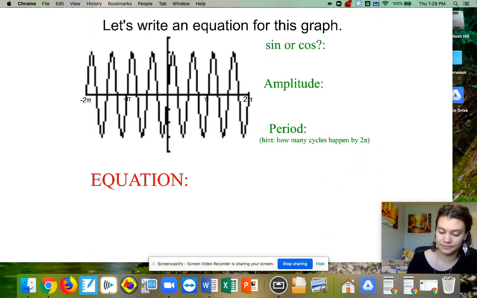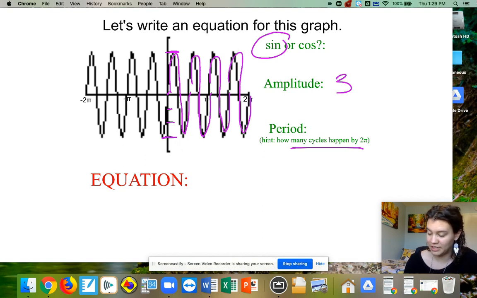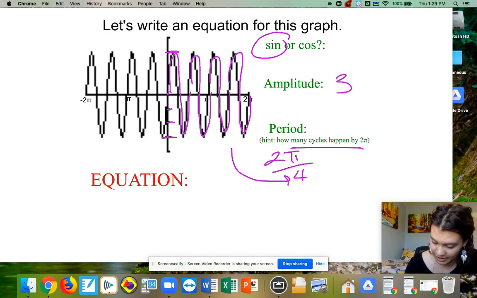So another one. Here we're starting at 0, so I'm going to say sine. Amplitude, it's a little hard to see, but we're starting there, and we have 1, 2, 3. So an amplitude of 3. Period, we want to figure out how many cycles happen in 2 pi. So we can go here, we have 1, 2, 3, 4. So count how many times you have. Then take 2 pi divided by how many you counted, and we get pi over 2 is our period.